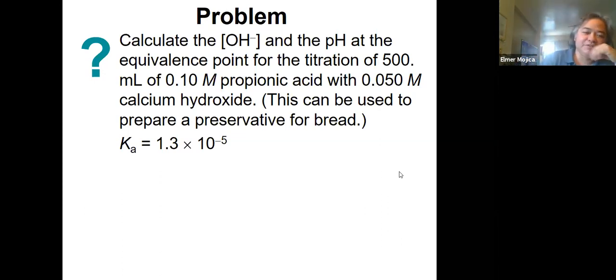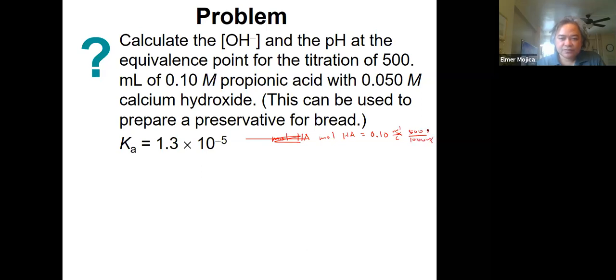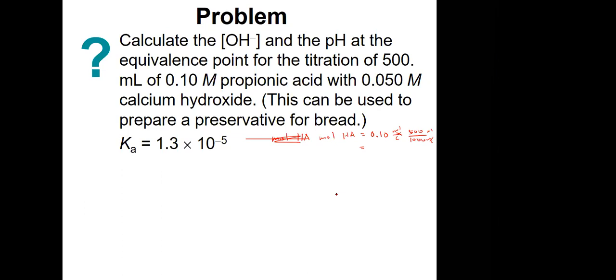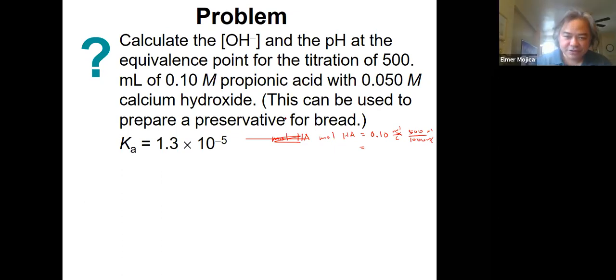So maybe we can determine the moles of the acid. I'll just put it as HA because it's a weak acid. So that would be equal to what? 0.1 times 500 over 1,000, giving you 0.05. So that's the amount of your acid.